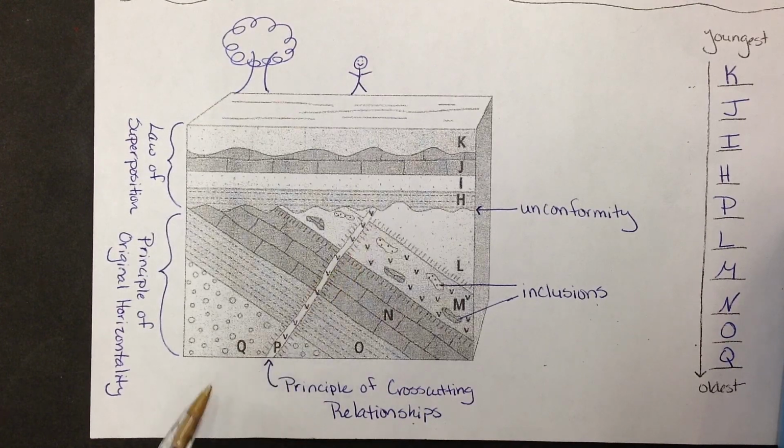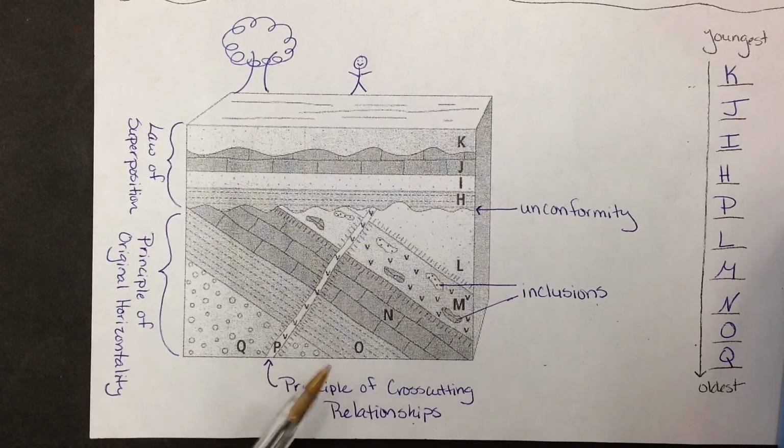P right here is a great example of a cross-cutting relationship. So you have some kind of igneous intrusion in this particular example that cut through those 5 layers, and obviously it had to cut through them after they were already there, because if they weren't already there, there was nothing for it to cut through.